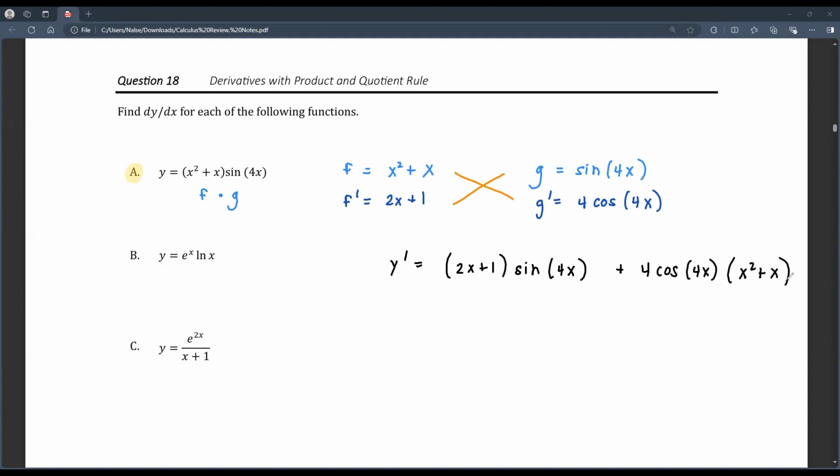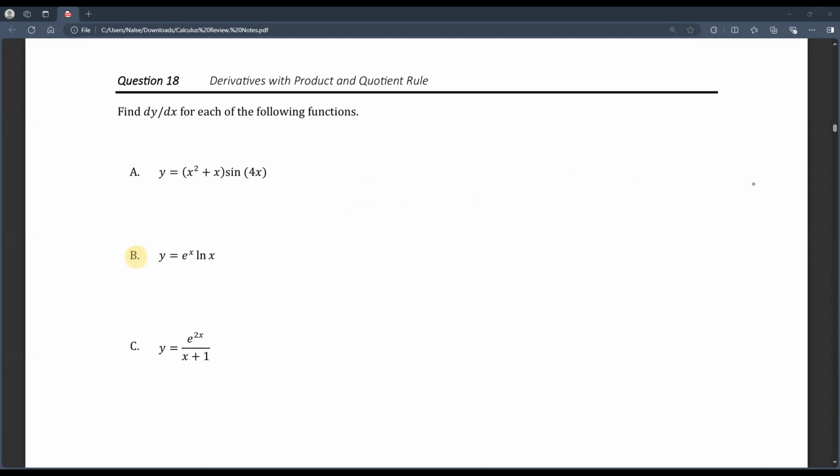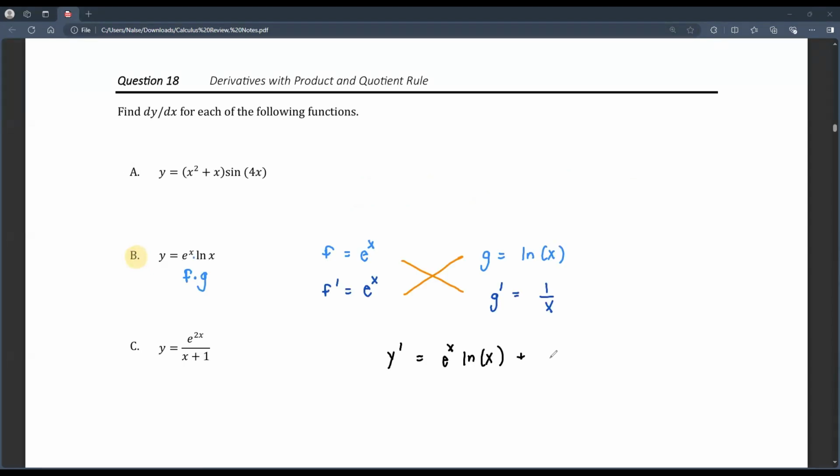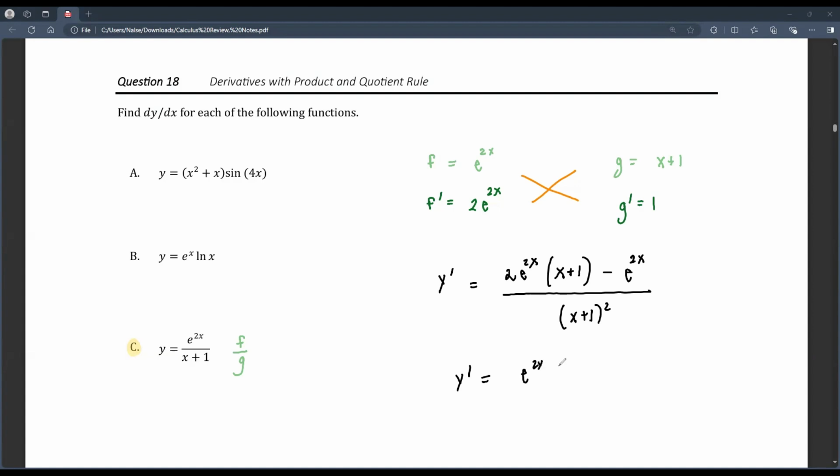Part B is another problem that involves product rule, while Part C will require quotient rule. Pause the video, then check your answers. Here is the answer to Part B. How did you do? Did we get the same result? And now, here is the answer to Part C. If we have the same answers, then you have correctly used product and quotient rules to complete all of question 18. You should move forward to the next problem.